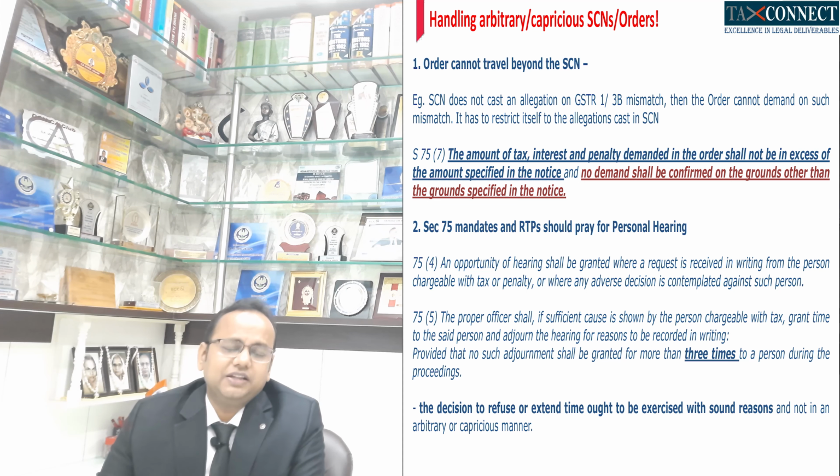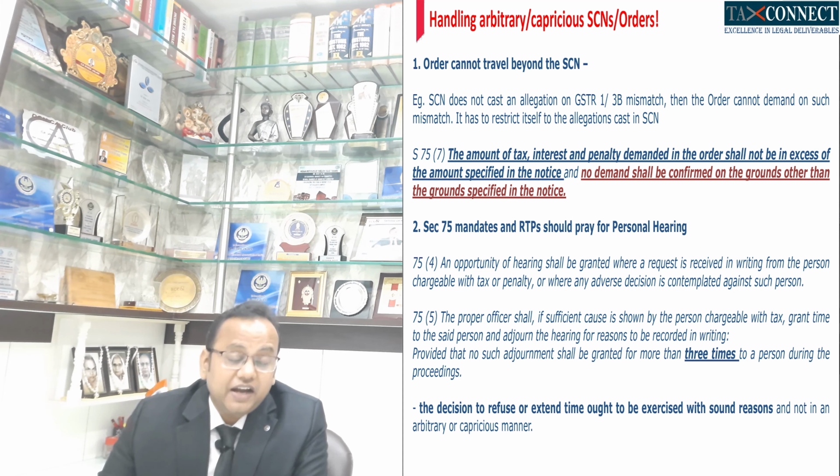Similarly, many a times it is seen that in case of ASMT 10 stage, a mere query is raised on a mismatch. However, in the show cause stage, various formats are provided and reply is to be done in that format itself. This is violative of rule of law and Article 14, 19(1)(g) of the Constitution of India and also 75 subsection 7 of the CGST Act, and may be challenged going forward.